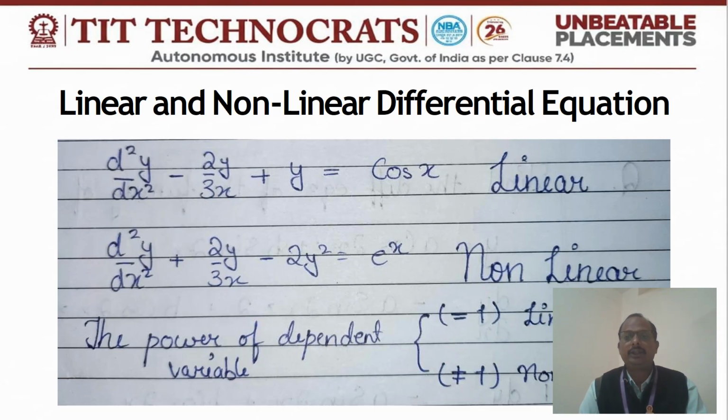Then linear and non-linear differential equations. When we talk about a linear equation, the power of the derivative and the dependent variable should be 1. For example, the first line: d2y over dx2 minus dy over dx plus y equal to cos x. In the second example, d2y over dx2 plus 2y by 3x minus 2y square. Here the dependent variable is y and its power is 2, so that is non-linear. In this way we can determine linear and non-linear differential equations.